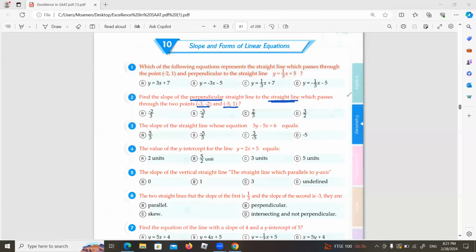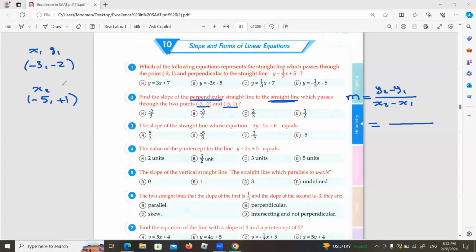To find the slope, m will be equal to (y2 - y1) over (x2 - x1). Where is y2 and where is y1? You can choose, there is no problem about starting with this point or that one. So you have (-3, -2) and in the other you have (-5, 1). I can start here, write x1 and y1, and write x2 and y2.